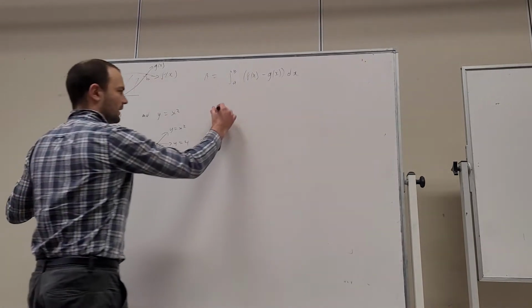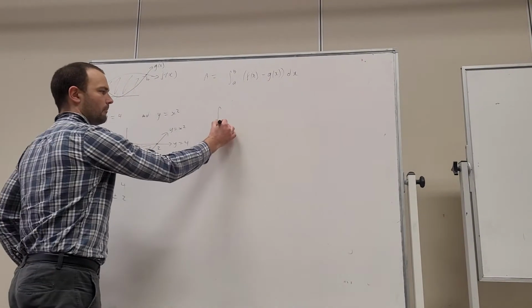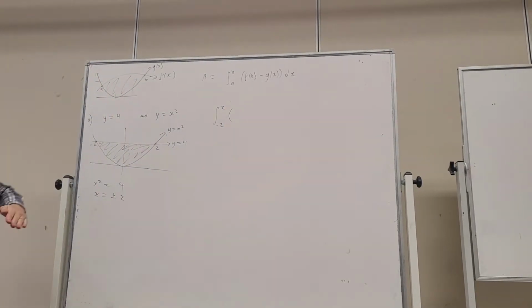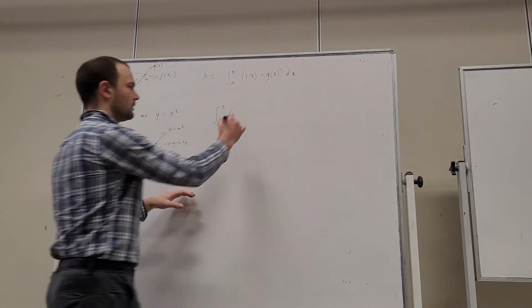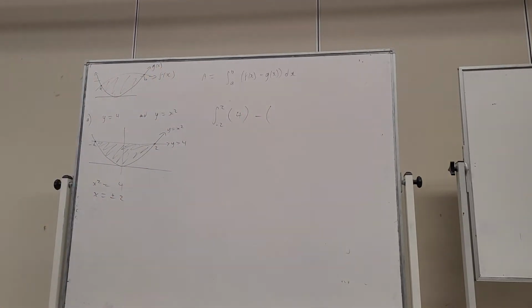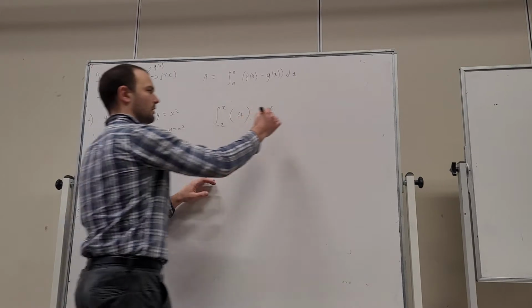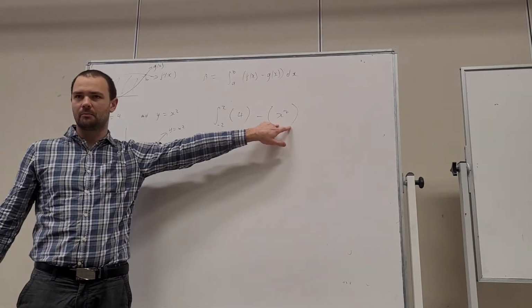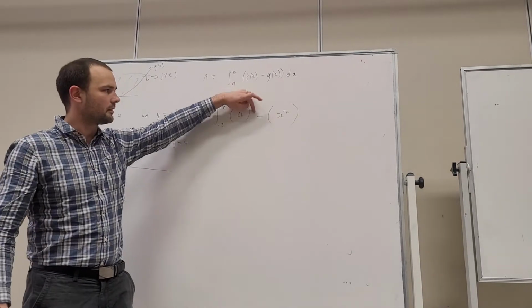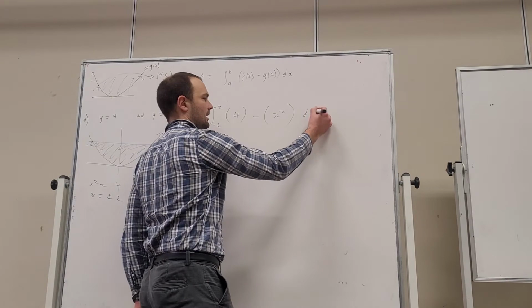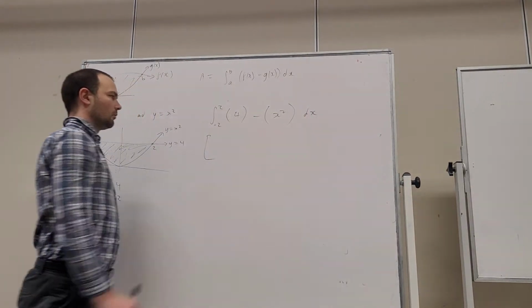So here's the integral we're going to perform. We're going to perform the integral from minus 2 to 2 of the top function, which is 4, take away the bottom function, which is x squared. So here's a little trap. Make sure you put g of x in brackets, so that the negative distributes to any terms that are in there. And then with regards to x, we'll integrate.